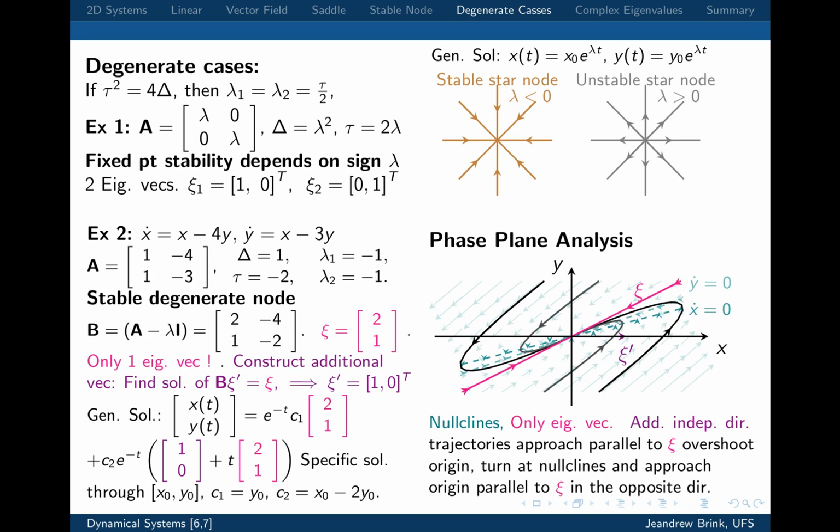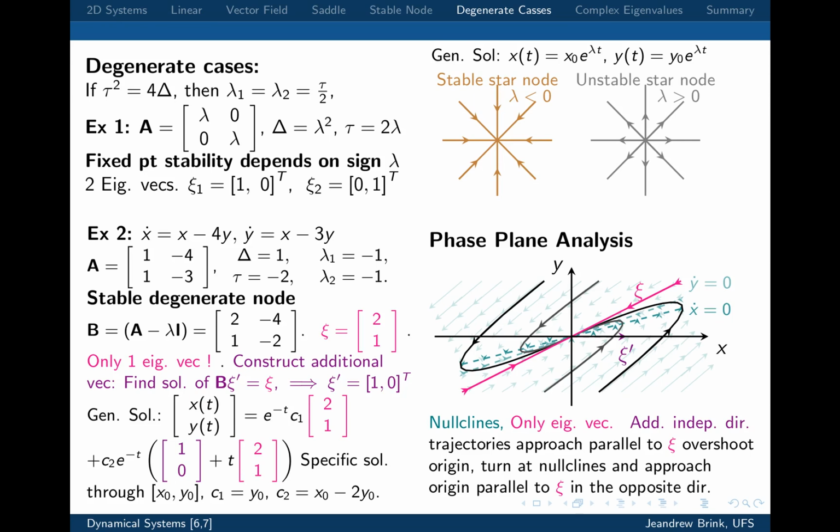Okay, so this degenerate node looks very, very similar to the ordinary node. It's just that the structure of the solution is different in the way you write it out. So I hope you're getting a feel for what these solutions mean. Even though they are algebraically very much the same, in phase space they have distinct meanings.